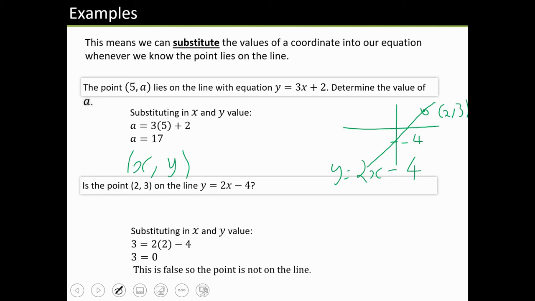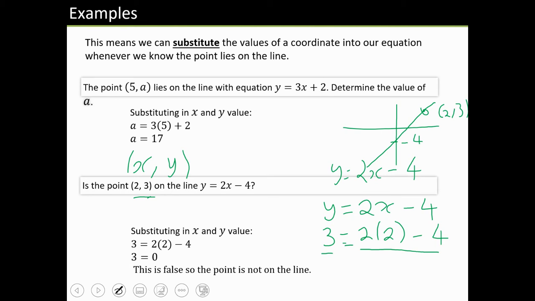In other words, I'm just going to rewrite this again. y is equal to 2x minus 4. My y value is 3. My x value is 2. So that will be 2 times 2 minus 4. Now, if this point (2, 3) is on this line, then anything on the left-hand side of the equation and anything from the right-hand side have to be equal to each other, because what does an equation mean? The equation means anything on the left-hand side must be equal to the right-hand side.